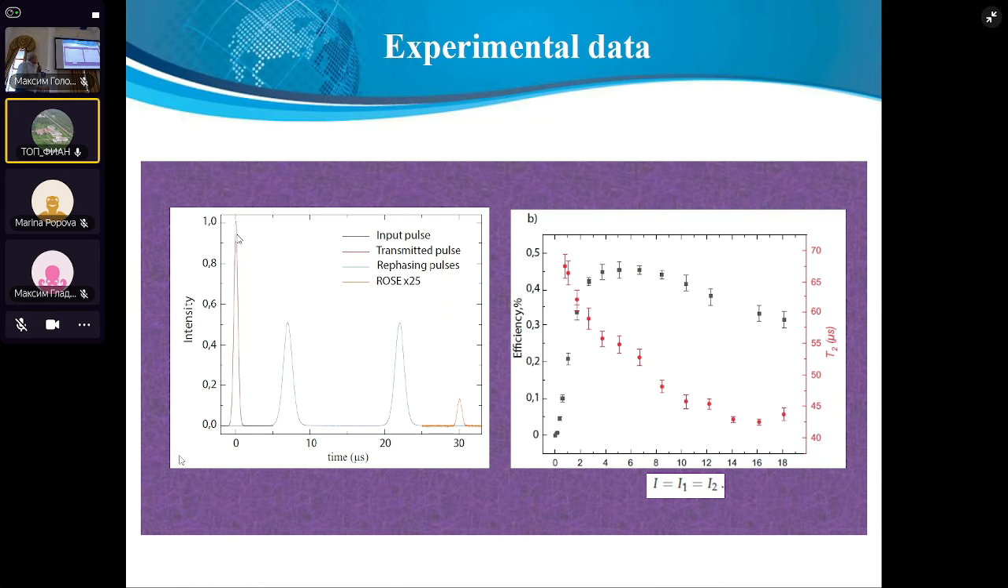And these are our experimental results. Because we used an optically thin medium, efficiency was quite low, close to 1%, a little bit lower. And these are two very interesting curves. This is the behavior of the intensity of the ROSA echo protocol. So we changed the intensity and detected the efficiency, the intensity of the ROSA echo. And depending on the intensity of the control fields, we also measured coherence time. We see that T2 decreases with the intensity of the control fields, and it indicates that in principle we have maybe instantaneous spectral diffusion or some kind of diffusion.